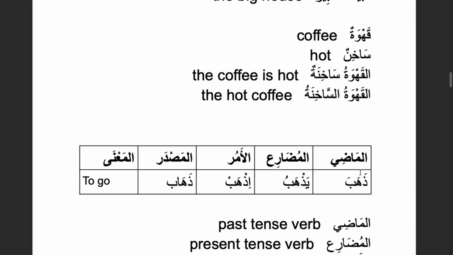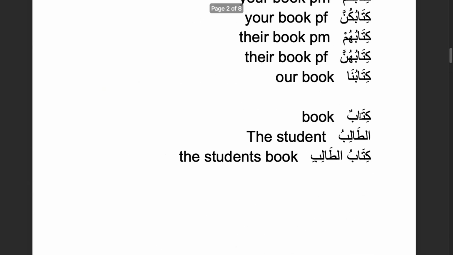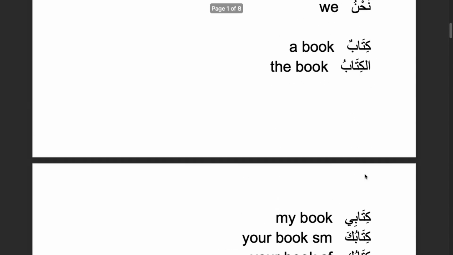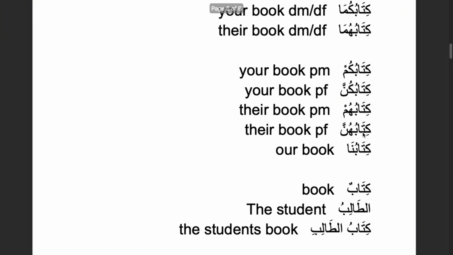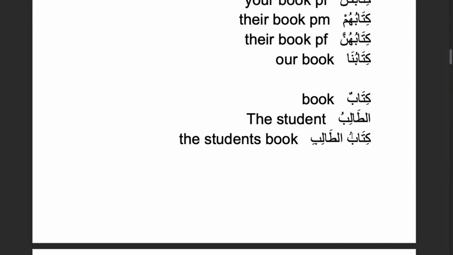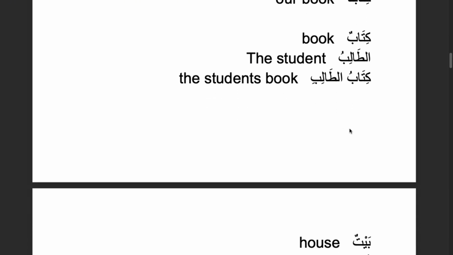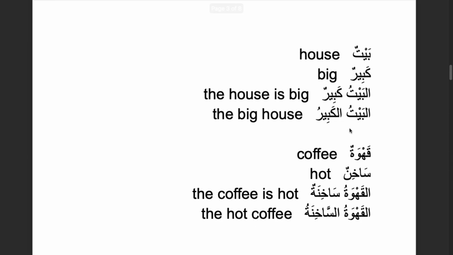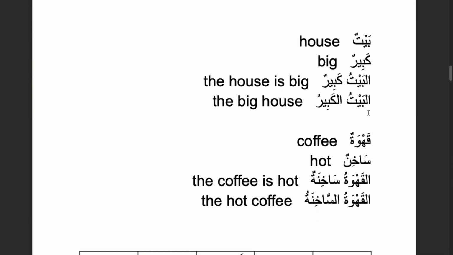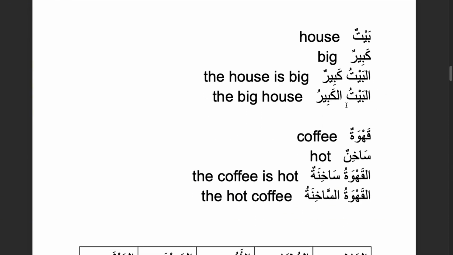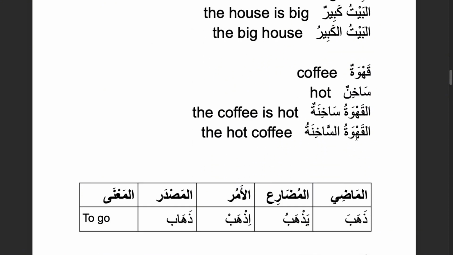Okay, that's nouns, pretty much. You have unattached pronouns, you have attached pronouns, you have adding the word "the," al, onto a noun. We have the mudaf ilayh structure, associating them together, oftentimes to show possession as well. And then we have describing words, and then na'at man'ut, describing them straight off the bat, like saying the big house and the hot coffee.